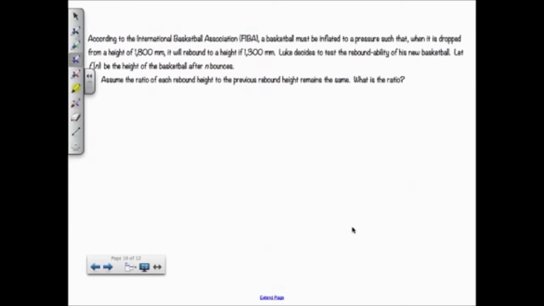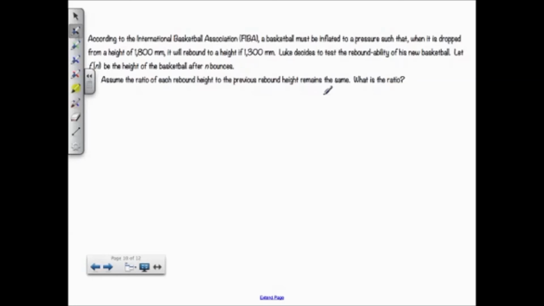All right, number 4. According to the International Basketball Association, a basketball must be inflated to a pressure such that when it is dropped from a height of 1,800 millimeters, it will rebound to a height of 1,300 millimeters. So Luke decides to test the reboundability of his new basketball. Let f of n be the height of the basketball after n bounces. Before we do this, I just want you to realize that if the basketball drops from a certain height, eventually, the rebound height will get shorter and shorter and shorter, and if you're to map it out, it looks just like exponential decay, which you will see shortly. So let's look at question A.